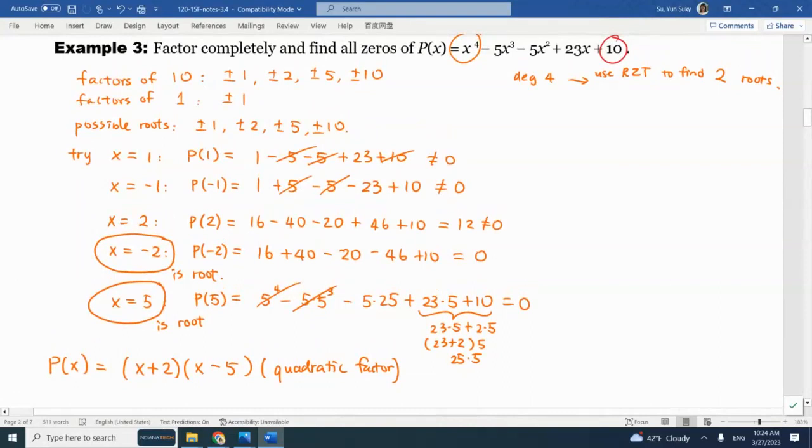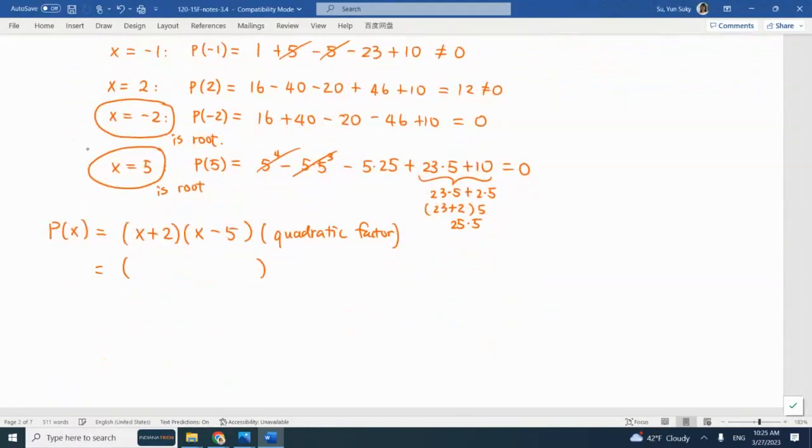Okay, there are 2 ways to do that. One way is use synthetic division twice. Second way is multiply these out and you get a quadratic factor and then do long division once. Which way do you prefer? Long division once? Okay.